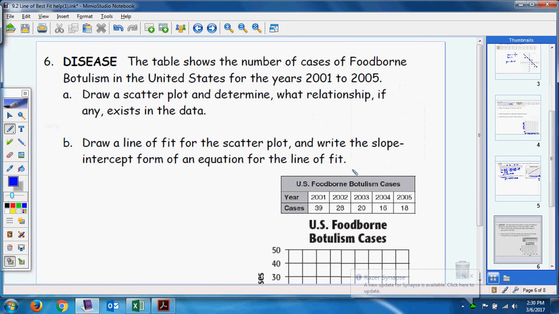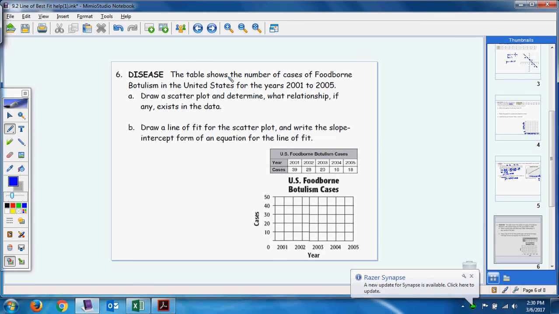All right, let's talk a little bit about 6 and 7 that you can complete on your own. The table shows the number of cases of foodborne botulism in the United States for the years 2001 to 2005. Draw a scatter plot and determine what relationship, if any, exists in the data. So we've talked about that before. Plot your points. Is it a positive relationship, linear, of course, negative relationship, or is there no relationship going on? All right, part B, draw a line of fit for the scatter plot and write the slope-intercept form of an equation for the line of fit. So again, we've already done this many times, so you guys can go ahead and do that.